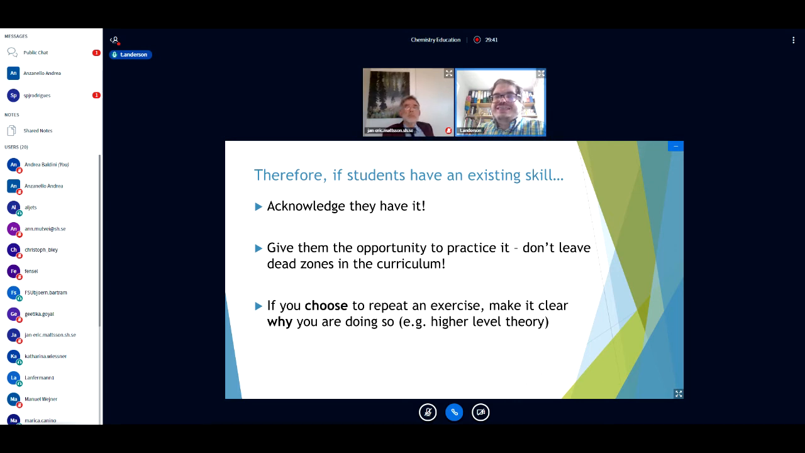And if you do choose to repeat an exercise they have already done, such as a recrystallization, if you ask any students in a UK chemistry lab now, have you done a recrystallization? They'll pretty much all put their hands up because they've all done it at A level. So if you choose to repeat that, we still do that as an introductory experiment.